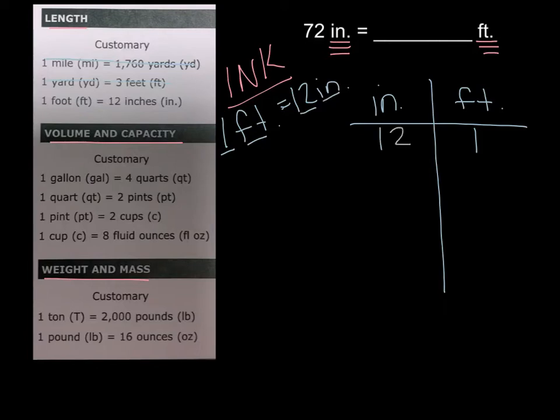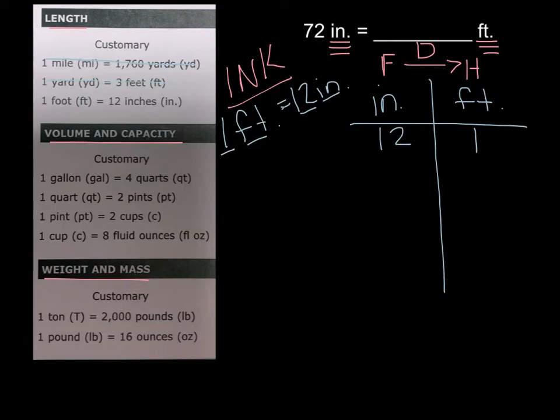I then have to decide what is my horse and what is my fly. We know that a horse is bigger than a fly, so when I think about 1 inch and 1 foot, I know that 1 foot is bigger than an inch. So my foot is my horse, and my inch is my fly. And we know the rhyme, fly to horse, divide of course.